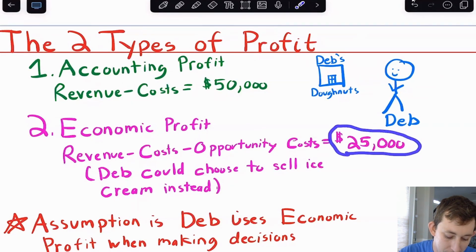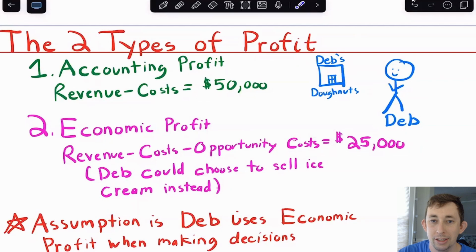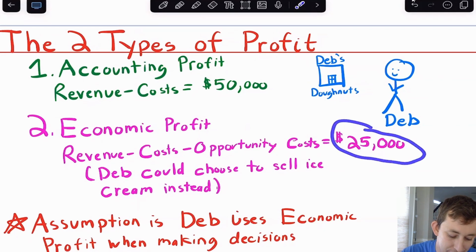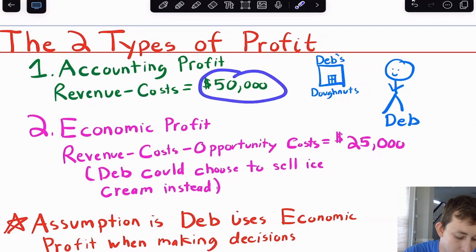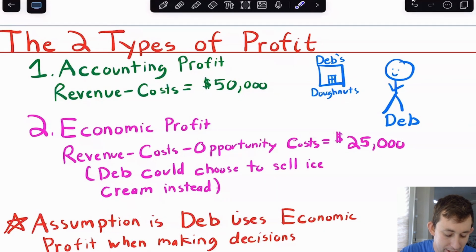So Deb is still doing better owning a donut shop than an ice cream shop, because if she was owning an ice cream shop, she would only be making $25,000. And so Deb is willing to not be an ice cream shop owner. She's willing to own Deb's Donuts because her economic profit is positive. And if her economic profit is positive, well, her accounting profit is also going to be positive.